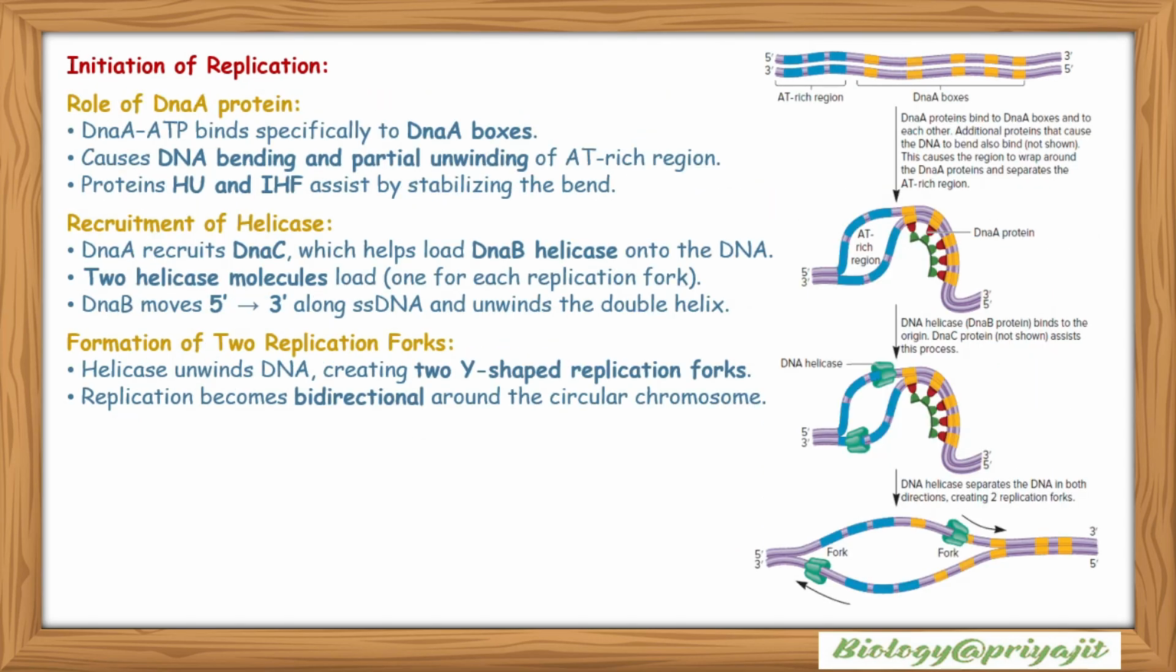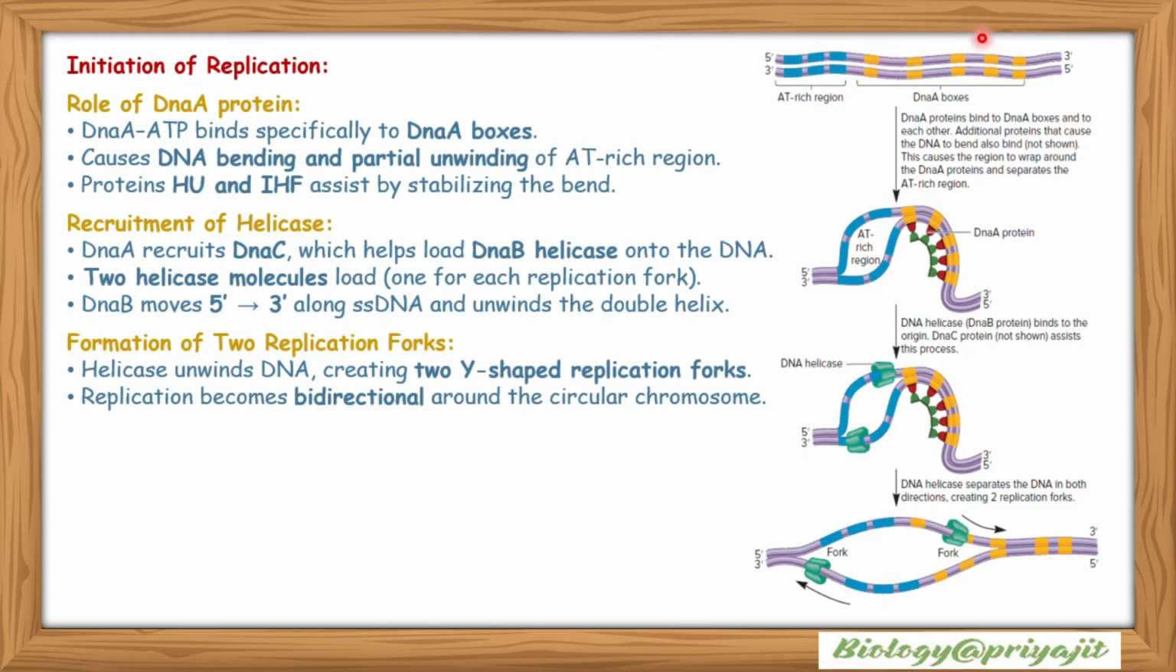Now, this is the step named initiation of replication. First of all, the role of DnaA protein. This is the image showing the AT-rich region, and this is the DnaA box. The DnaA proteins first bind to DnaA boxes. This is the sequence where DnaA can bind. The yellow colored regions are the binding sites for the DnaA protein and to each other. Additional proteins that cause the DNA to bend also bind. This causes the region to wrap around the DnaA proteins and separates the AT-rich region.